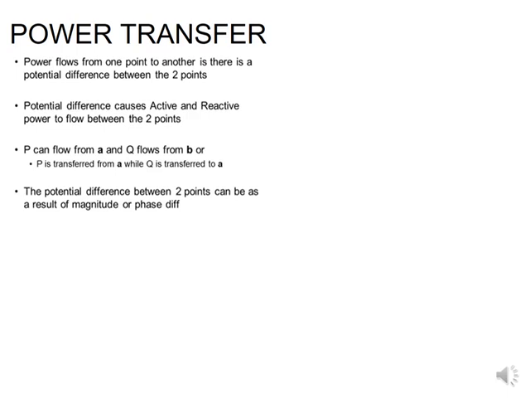And how they flow between the 2 points is not the same. So your active power will flow from point A to point B, whereas your reactive power will flow from point B to point A. So how we say it, we say that your P, which is your active power, is transferred from A, while your Q, which is your reactive power, is transferred to A because it goes from B to A. And the potential difference between these 2 points can be as a result of either a magnitude or a phase shift. We usually prefer it to be a phase shift than a magnitude.